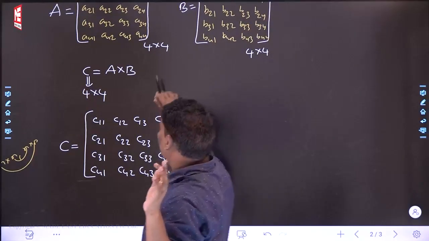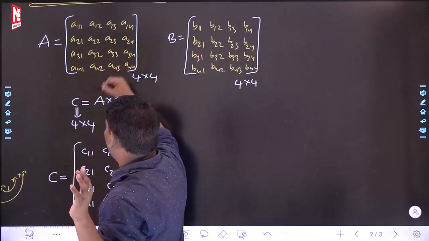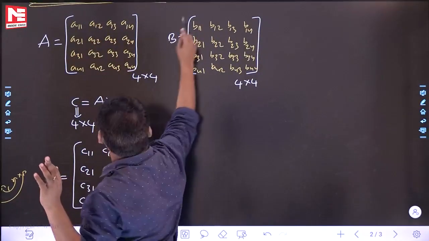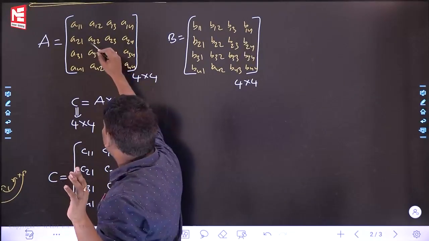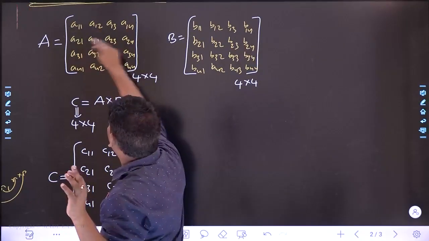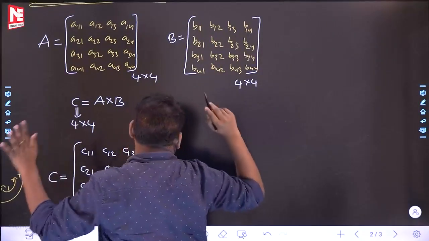Right, fine. Can you help me out how to get the C11 without divide and conquer? You know, C11, what will you do? First row, first column multiply, you will get this. How to get the second one? First row, second column element, same. First row, second column multiply, you will get. You know that procedure very well.